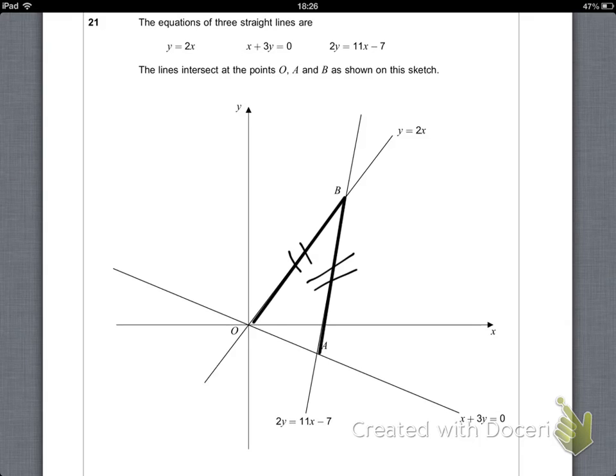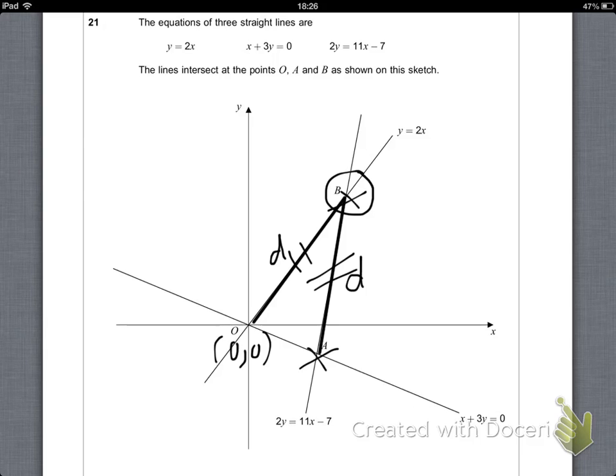Now we know that this point is 0, 0. We can find this point here by simultaneous equations, and this point here by simultaneous equations. We can then find the distance of this line and the distance of this line, and if they are equal, then we've solved the question. So what we need to do now is find the coordinates of B.